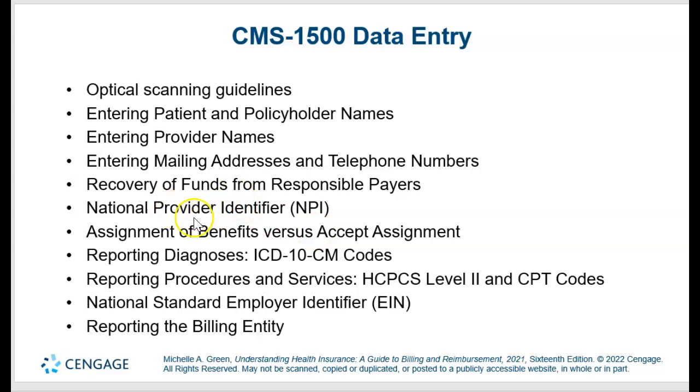So a couple of big things. This is the provider. So if we're talking about the CMS 1500, this provider would be, let's say, Dr. Smith. They're going to have their own provider number. Employer identifier, let's just say we're talking about medical associates. They will have their own identifier number.